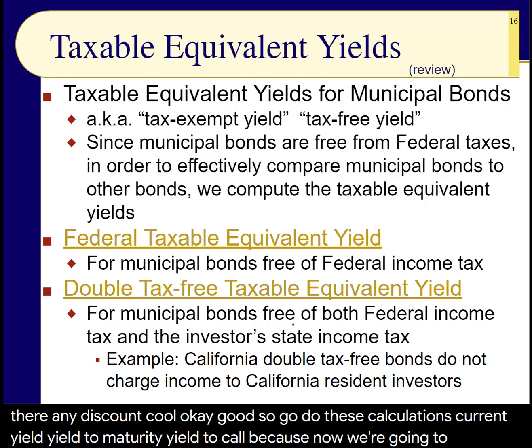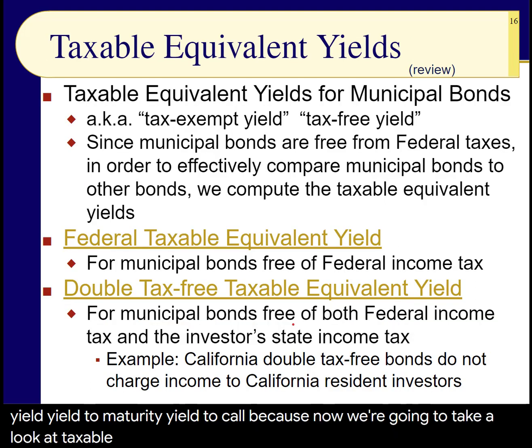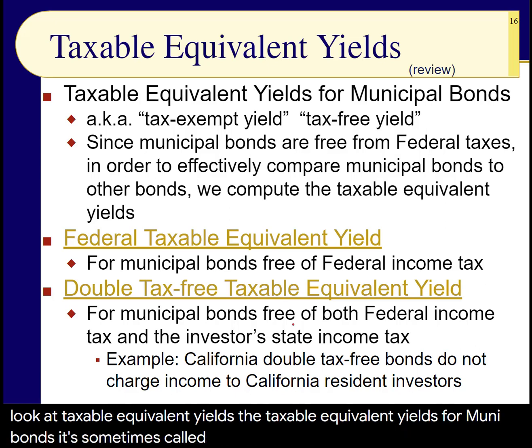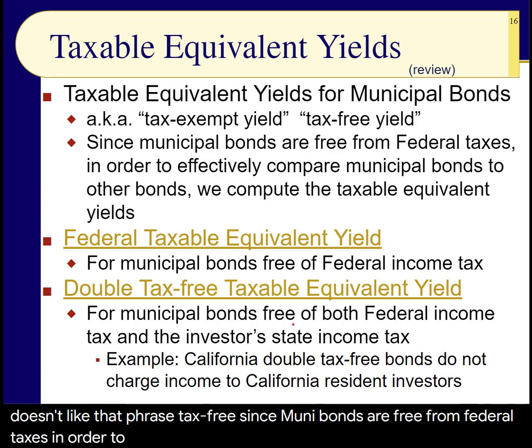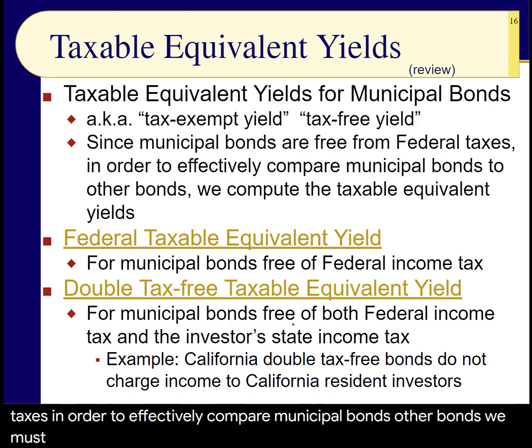Because now we're going to take a look at taxable equivalent yields. The taxable equivalent yields for muni bonds, sometimes called tax-exempt yield, tax-free yield. The IRS doesn't like that phrase, tax-free. Since muni bonds are free from federal taxes, in order to effectively compare municipal bonds to other bonds, we must compute the taxable equivalent yield.